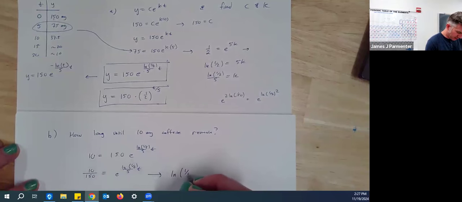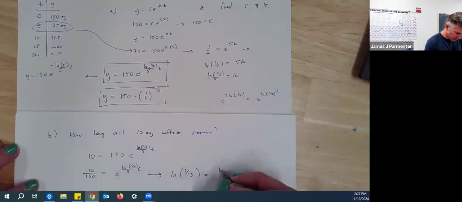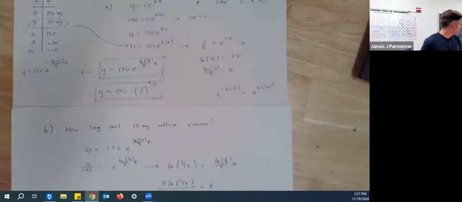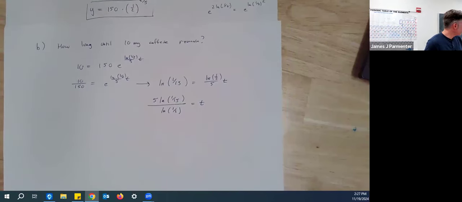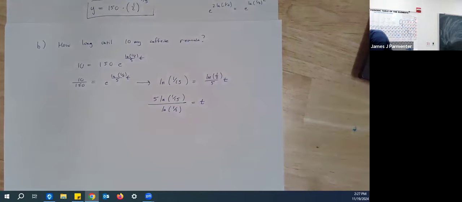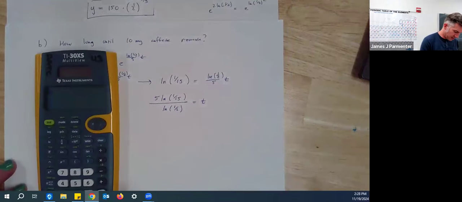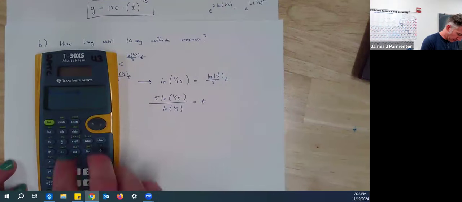So the natural log of 1/15 is equal to the natural log of e to the stuff, which is just the stuff. So natural log of 1/2 divided by 5 times t. Multiply both sides by 5. Divide both sides by natural log of 1/2. That is your answer. And then we can check and see approximately how much that is. 5 times the natural log of 1/15 divided by the natural log of 1/2.